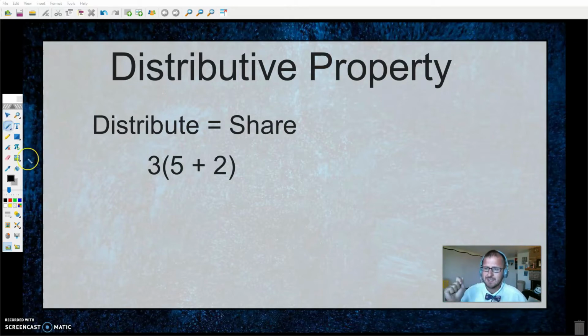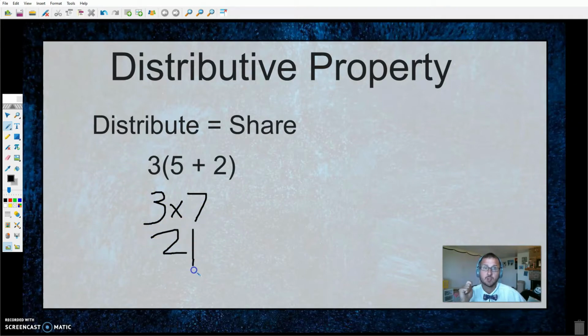Now if we did this just the way it's written, our order of operations tells us that we have to do what's in the parentheses first. So 5 add 2 is 7. And then I can do 3 multiply 7, which gets us 21. But we want to focus on the distributive property this week.